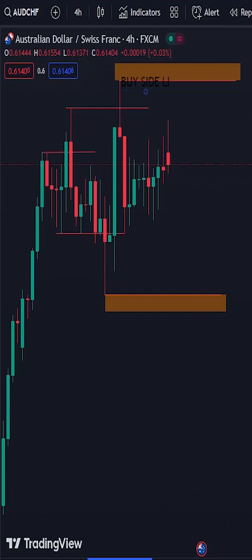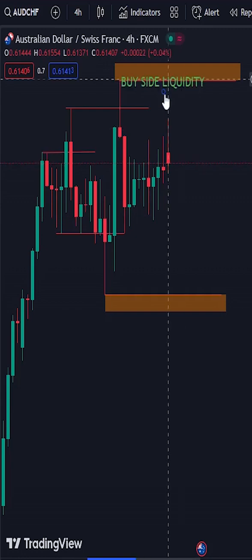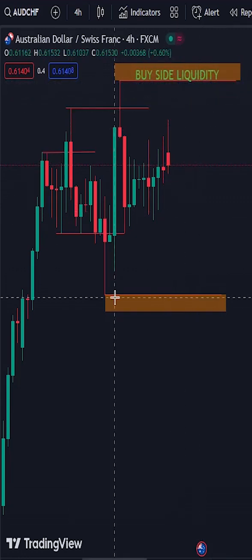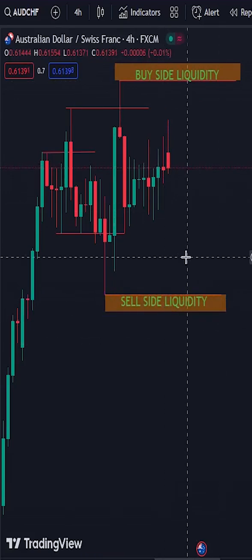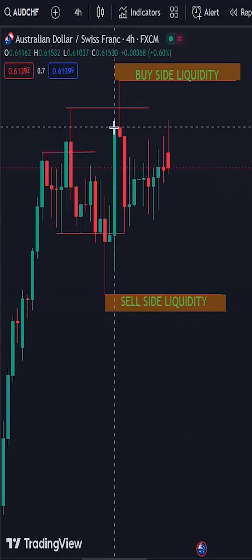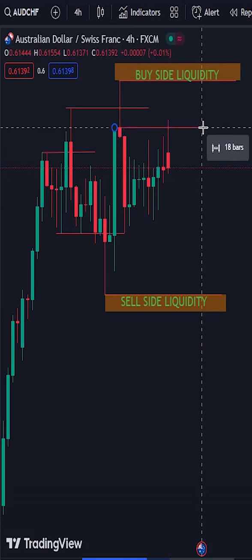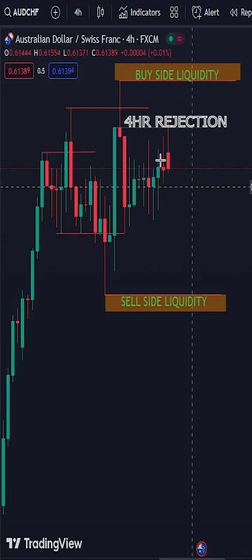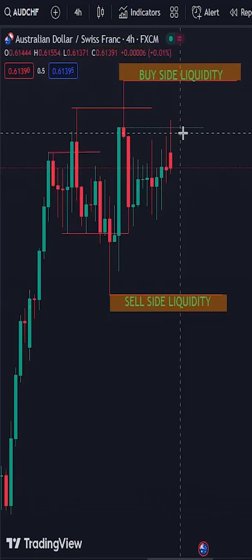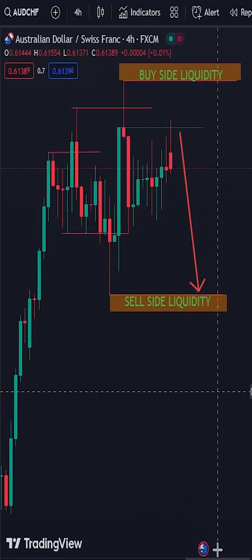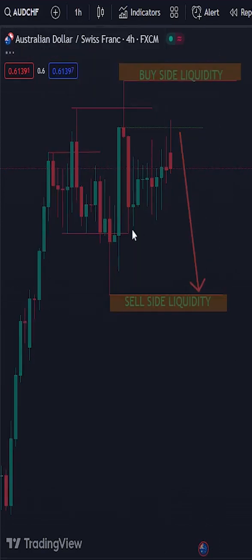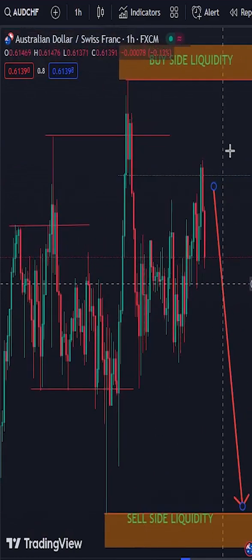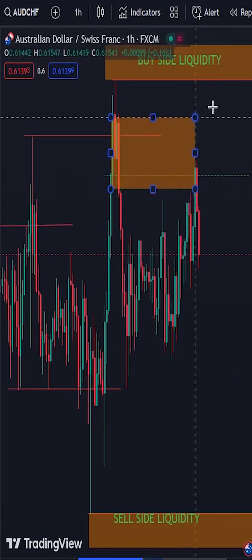Above the high, there is a buy side liquidity, and below the low there's a sell side liquidity. So the market can choose which side it's going to hit first. And inside the range, we can see price has currently hit the 4-hour rejection block, so it's likely going to shoot down into the sell side liquidity. So between both pools of liquidity, it might likely reach for the sell side liquidity.